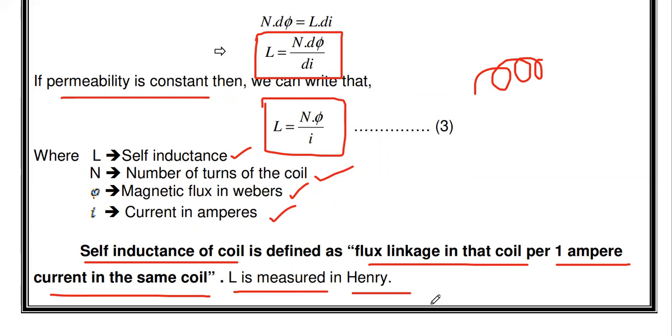In the first and second units we used the inductor. In order to solve AC circuit problems, we are using the inductor. The same inductor L is called the self inductance. Since there are two types of inductance, self inductance and mutual inductance, in order to differentiate, this L is said to be the self inductance. So the unit is Henry. This is a 2-mark question also, so just study this definition. The self inductance of the coil is defined as the flux linkage in that coil per 1 amp current in the same coil. So L equals Nφ by I.